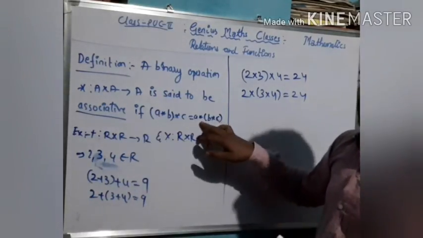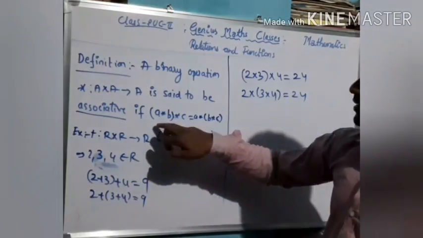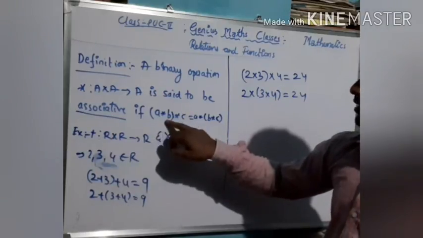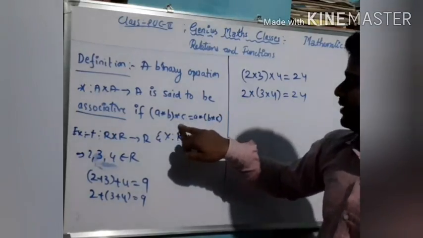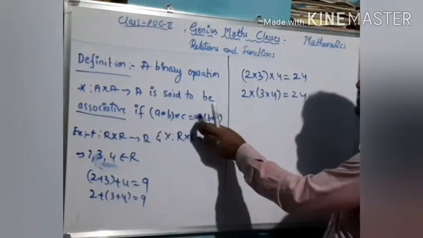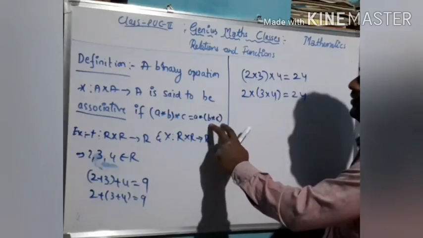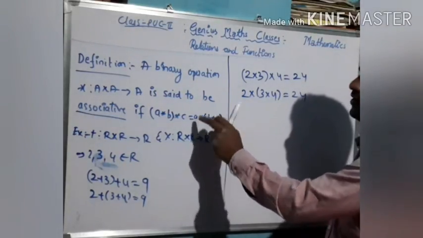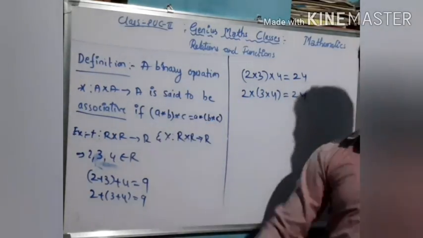So if you consider any 3 numbers, just consider the first 2 numbers, then operate with any operation, and then with this result again operate on the third number. If the result is the same as this result, keep the first element the same and operate with the other 2 numbers. The resultant number, again operate with the first number. If the result is the same, then we can call it associative.